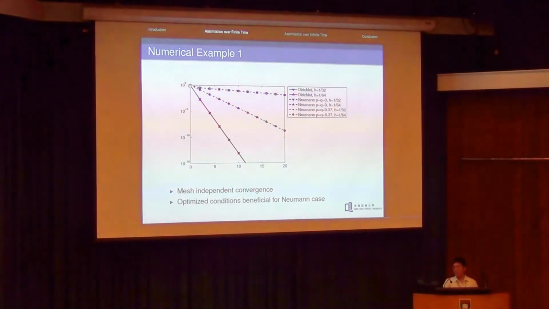But as soon as you have a Neumann condition, then everything converges very slowly. You see here, if you just use matching states and matching adjoints, that's not going to work very well. But if you tune your parameters correctly, it's going to go down much more quickly.